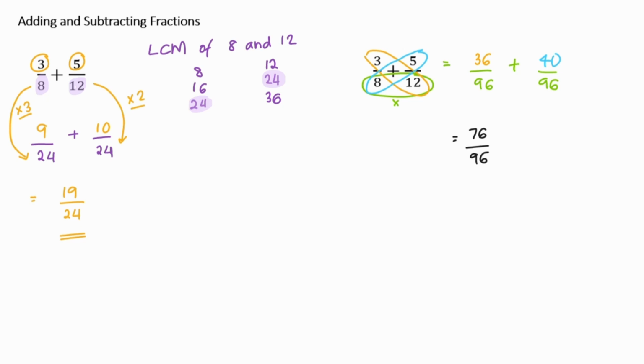Now this is not in its simplest form because both of these numbers are even numbers. So even numbers can be divided by 2, but also these can be divided by 4. We're going to use the highest common factor. So we are going to do 76 divided by 4 and 96 divided by 4. 76 divided by 4 gives us 19, and 96 divided by 4 gives us 24. And that is our final answer in its simplest form.